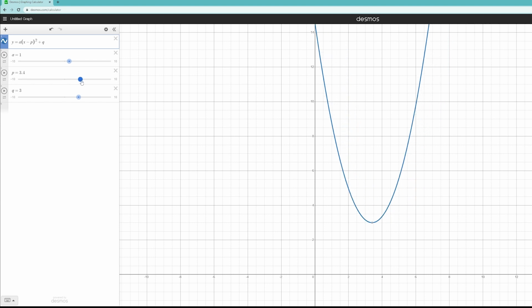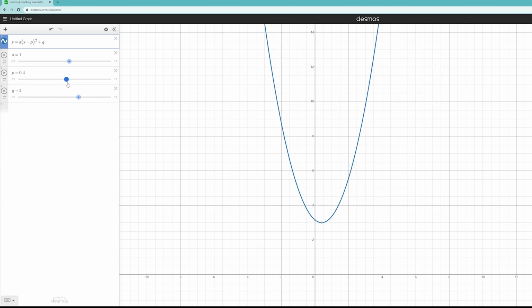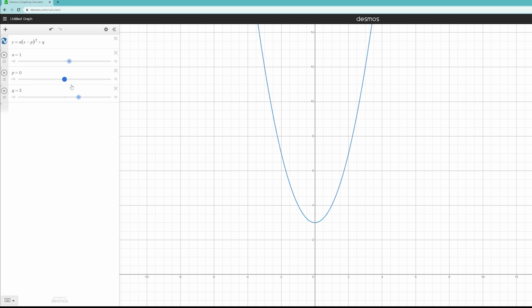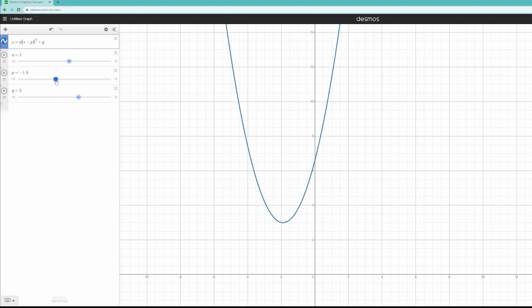If I were to go in the opposite direction, let's say p is equal to 0 first, it's going to be right there on the y-axis. And as I start to move towards the left, where let's say p is equal to -2, we can see that we have now shifted 2 units in the negative direction. So now we're at (-2, 3).